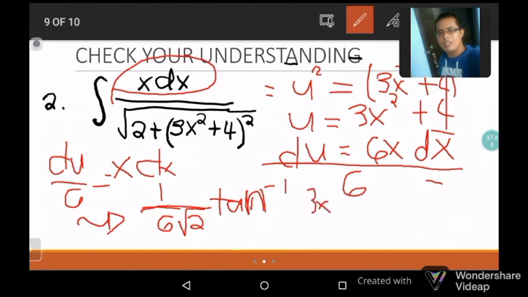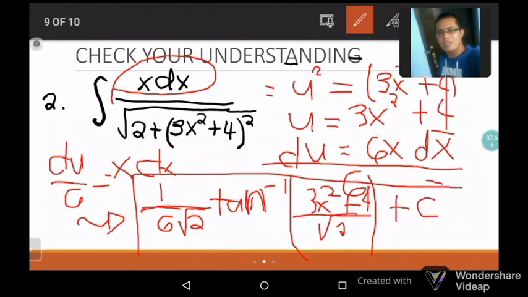So, our answer for this problem is 1 over 6 square root of 2 arctan of 3x squared plus 4 over square root of 2 plus c. Okay? Questions?